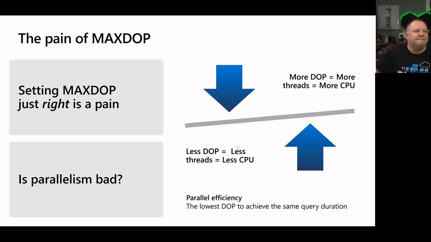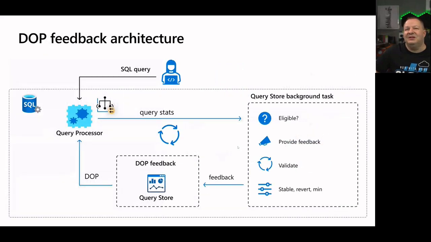Okay. So basically finding the lowest DOP to get me the same query execution time, and that's the duration. We're talking about milliseconds here. What's the execution time? And also probably looking at the amount of CPU that's being utilized.